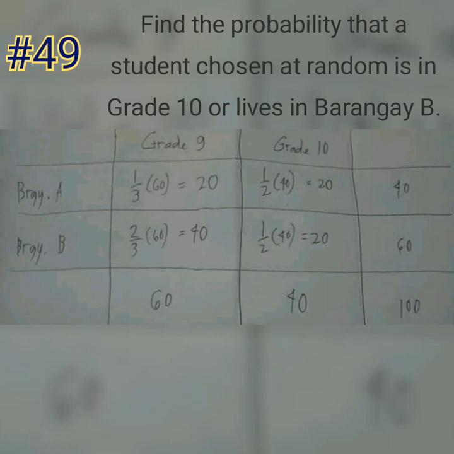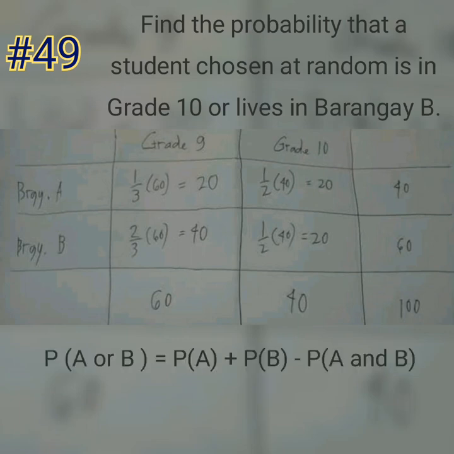We are to look for the probability that a student chosen at random is in grade 10 or lives in Barangay B. That will be the probability of A or B is equal to the probability of A plus the probability of B minus the probability of A and B. Probability of A represents the probability that the student chosen is grade 10, while probability of B represents that the student chosen lives in Barangay B.